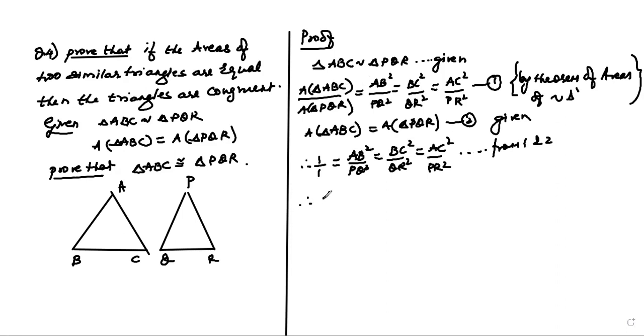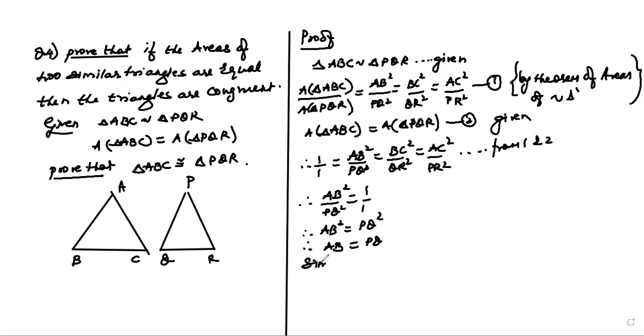So now we see, therefore, AB square upon PQ square equal 1 upon 1. Therefore, AB square equal PQ square. Therefore, AB equal PQ.